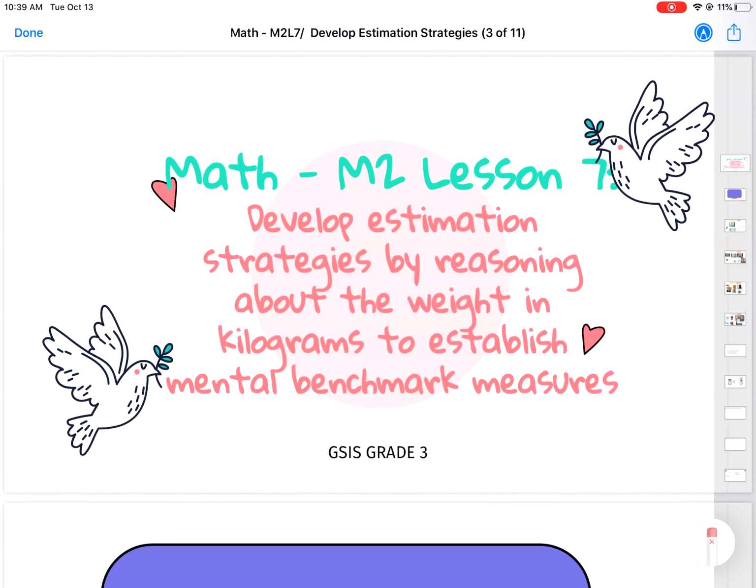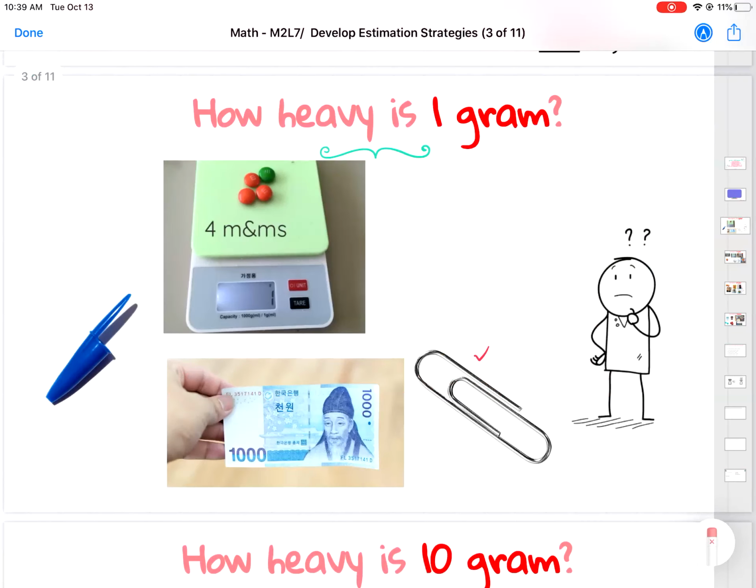In this lesson, we are going to learn and practice how to develop estimation strategies by reasoning. So let's go ahead and talk about what we learned so far.